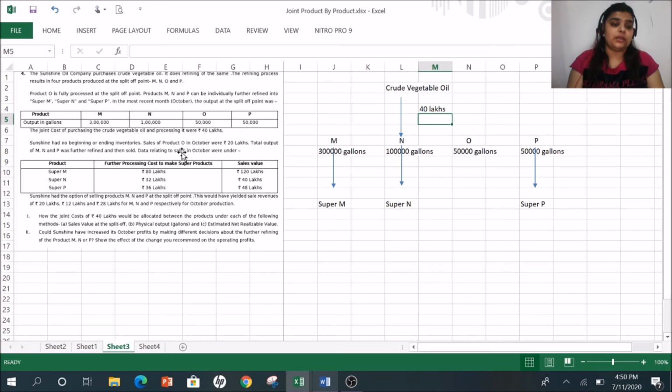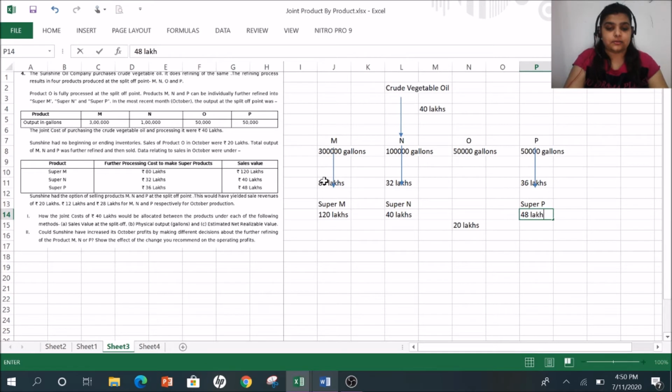Sunshine has had no beginning and ending inventory. Sale of product O in October was 20 lakhs. So this sale is 20 lakhs. The output of M, N and P was further refined and then sold. Data relating to sales in October were as under. So super M, the further processing cost is 80 lakhs, 32 lakhs and 36 lakhs, and the sale value is 120 lakhs, 40 lakhs and 48 lakhs.